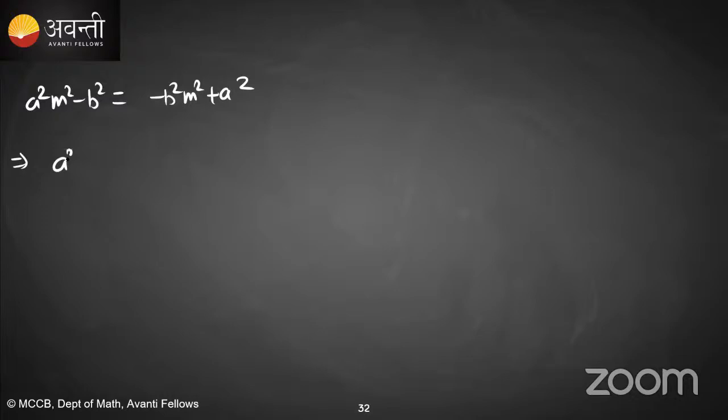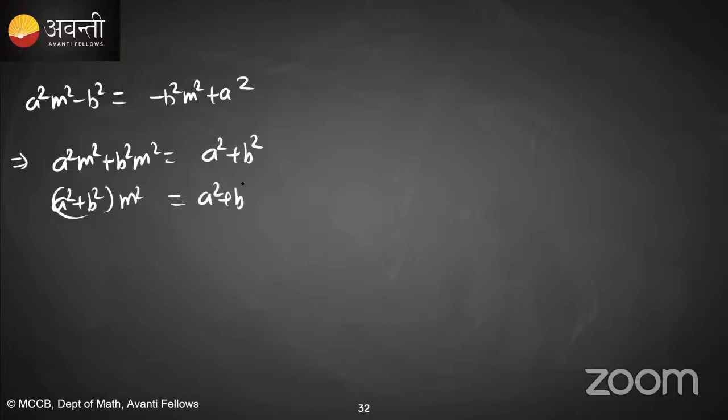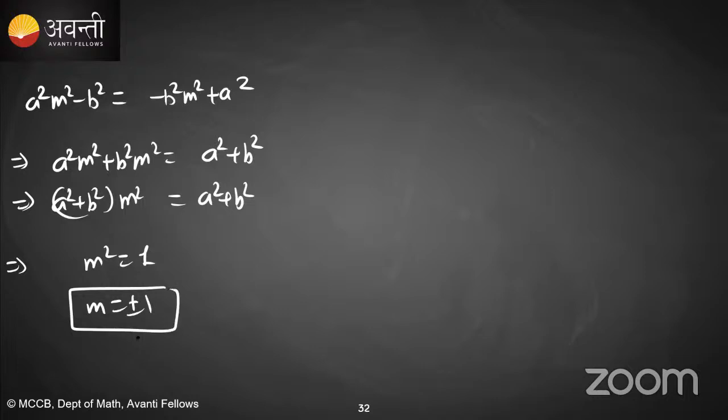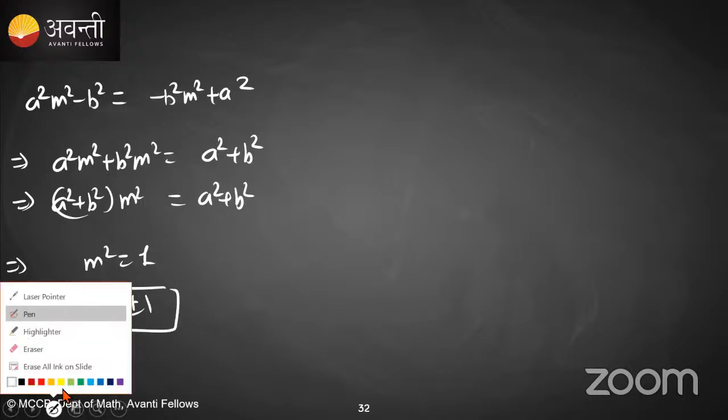It means a square m square plus b square m square is equal to a square plus b square. So a square plus b square into m square is equal to a square plus b square. It means m square is equal to 1. So what does m come to? Plus minus 1. Okay, m is plus minus 1. Clear, everyone?